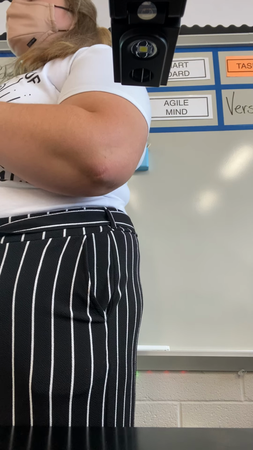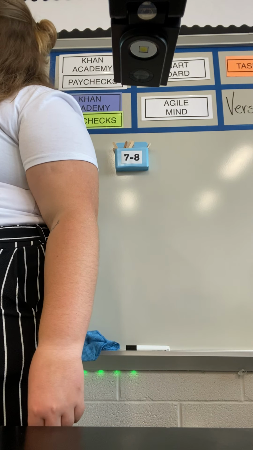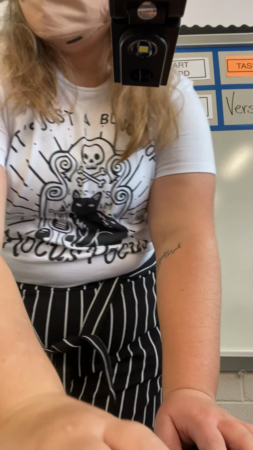True or false? 0.999 is a rational number. False. Because it can be written as a fraction, an exact fraction.